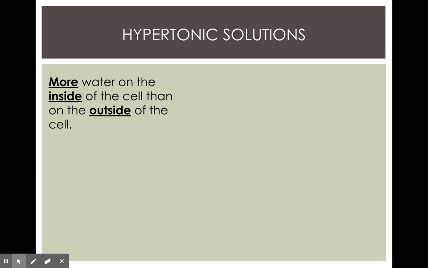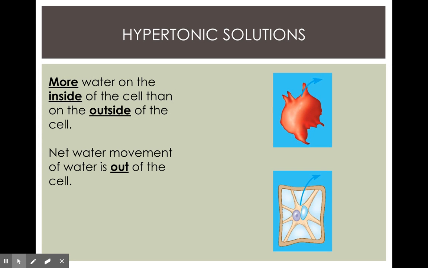In a hypertonic solution, and you're going to notice that I keep saying these words when I pronounce things because it's going to help you remember. So hypertonic solutions will have more water on the inside of the cell than on the outside of the cell, okay? Now, if I have more water on the inside, that's my high concentration, right? And water is going to leave to where there's a lower concentration. So the net water movement is out of the cell, okay?